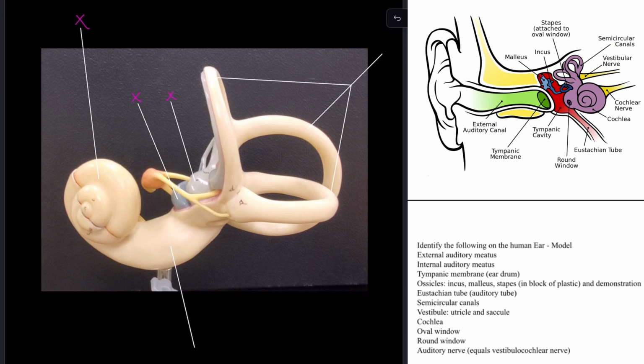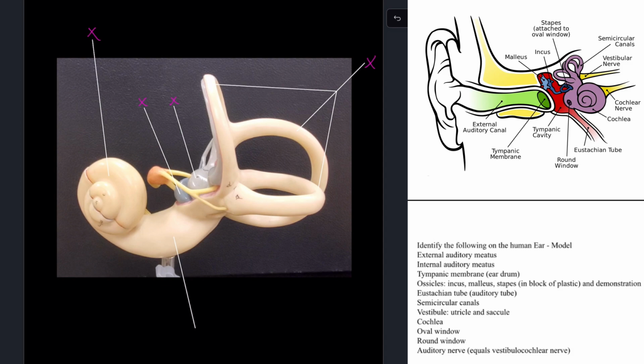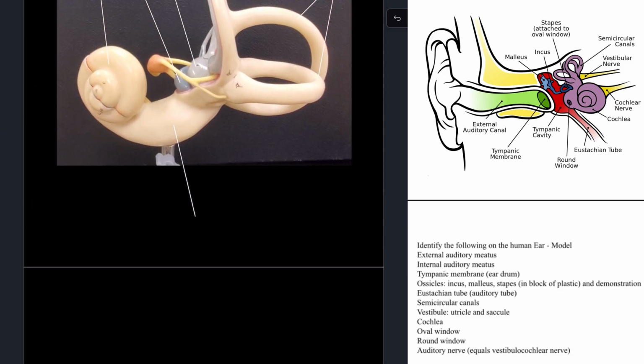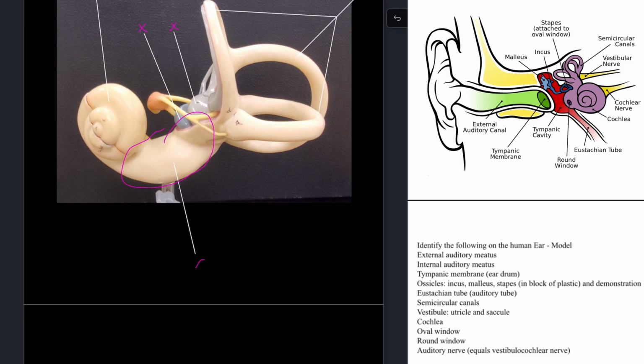Okay, and then finally these canals right here. Oops, wrong one. These canals right here, they're known as the semicircular canals. Oops, there. Oh yeah. Again, this is the what's it called? The vestibule, right?